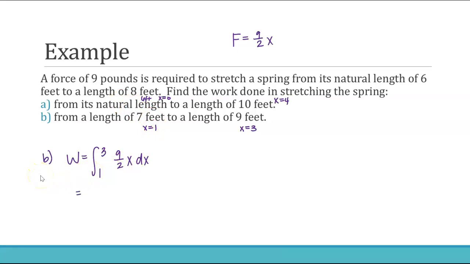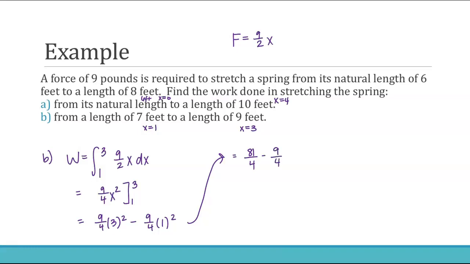And we already know our simplified antiderivative was 9/4 x squared. And we're going to go ahead and substitute in 1 and 3. So we're going to plug 3 in first. We're going to end up with 9/4 times 3 squared minus 9/4 times 1 squared. And that's going to give us 9 times 9 is 81, so 81 over 4 minus 9 over 4. That's 72 over 4, which is a nice even number. It is 18. And the units are still foot-pounds.